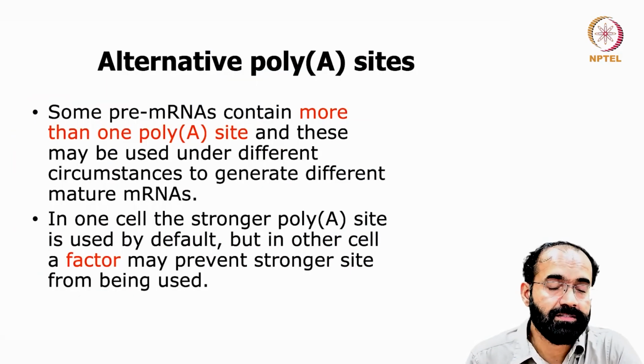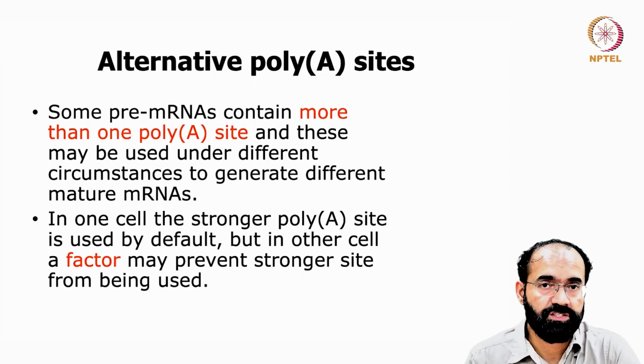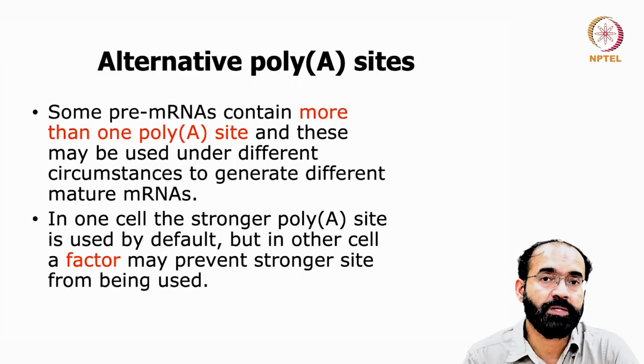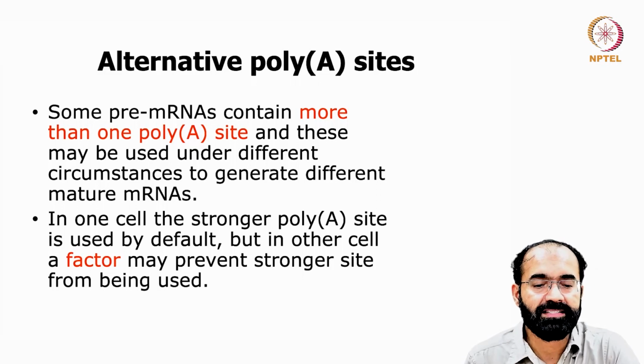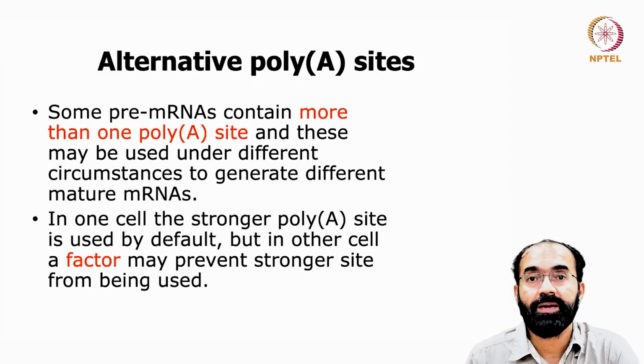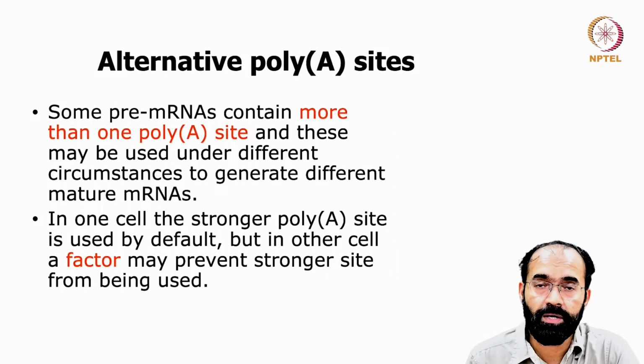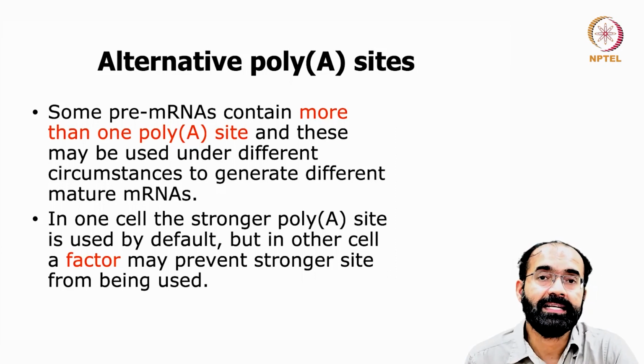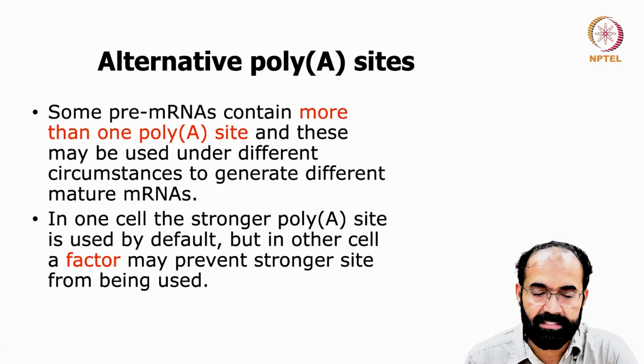And what are the alternative poly-A sites? In the previous sections I already mentioned that poly-A sites can be many, not just one. Some genes will have 3-4 poly-A sites, and which you will use depends on which tissue you are talking about. One gene can be expressed in 10 different tissues, but poly-A site utilization need not be the same. Some pre-mRNAs contain more than one poly-A site, and these may be used under different circumstances to generate different mature RNA. It is not influencing the coding, but different polyadenylation sites can change the length of the untranslated region.